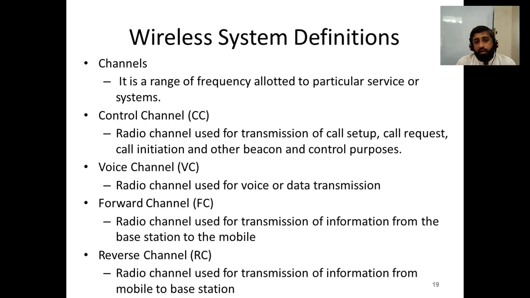As I said, because we intend to have duplex communication, we generally have forward and reverse channels. The forward channel is the one which is used for transmission from the base station to the mobile, and reverse channel is the one which is used for transmission from mobile to the base station. And you can expect that there are control channels and voice channels in each direction. So there are forward control channel and forward voice channel. Similarly, there are reverse control channel and reverse voice channels.